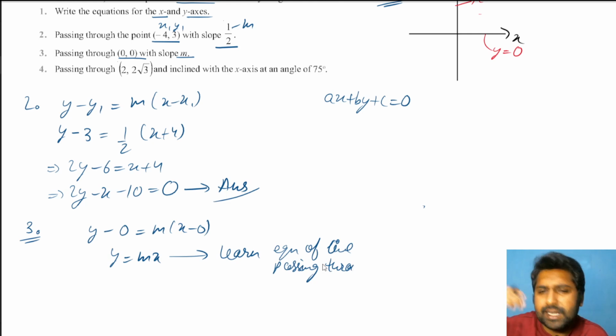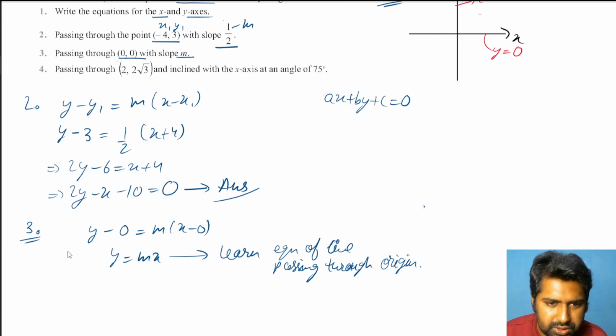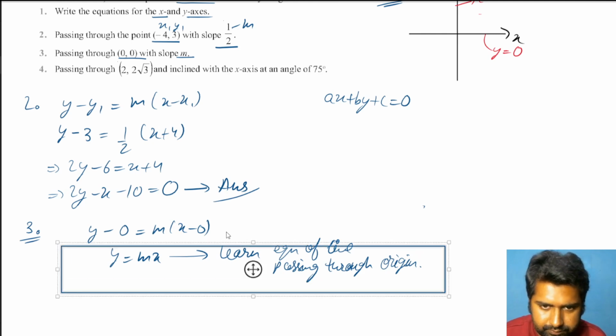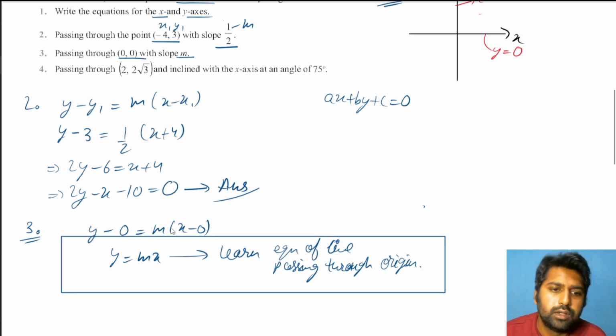m will be 1, 2, 3, anything, any number. But if a line is passing through origin, it will look like this, y is equal to mx, the equation of a line passing through origin. Don't think of this as a question, think of this as a concept. All right, this will come in handy in a few other topics. So whenever that comes, I will expect that you know this.